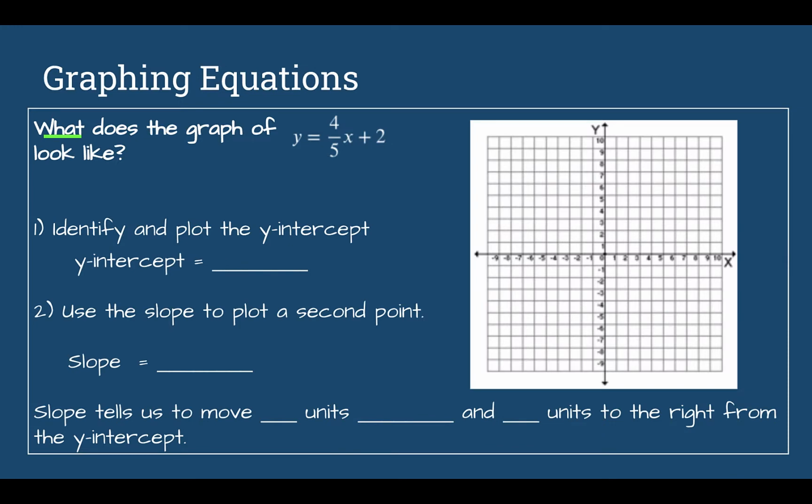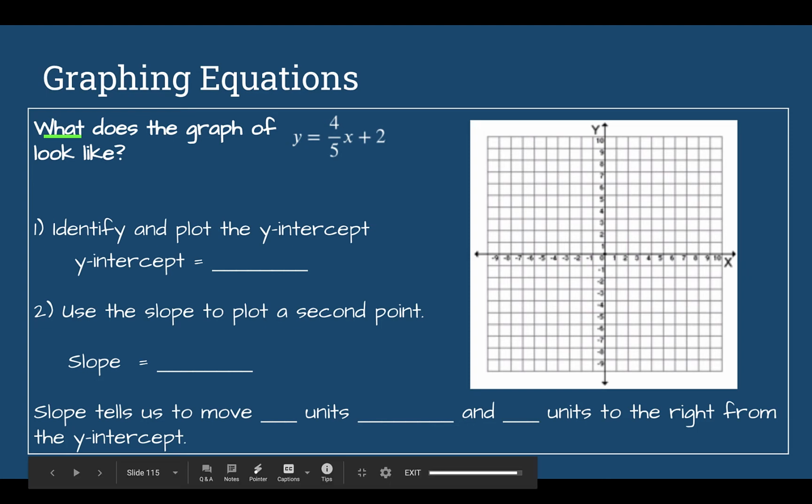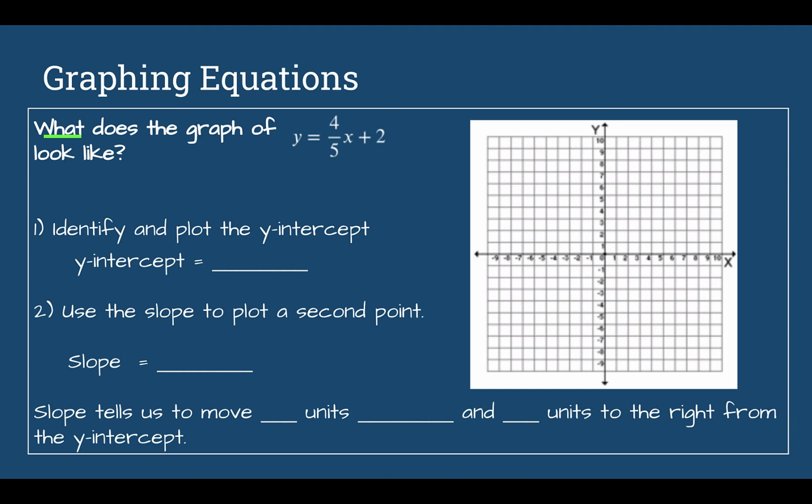When we're graphing equations, we want to know what the graph of the given equation looks like. So our question here: what does the graph of y equals 4/5 x plus 2 look like? As with all the things in this chapter, our graph should end up being a straight line, as these are linear functions. So to graph this equation, first, we're going to identify and plot the y-intercept.